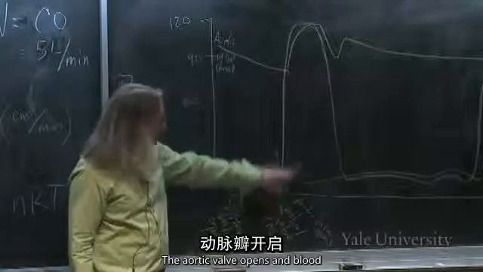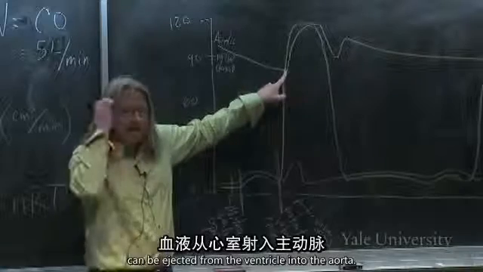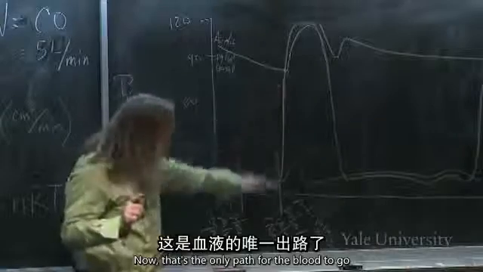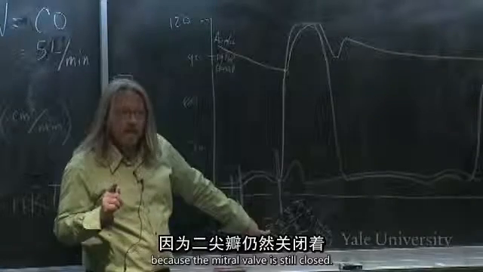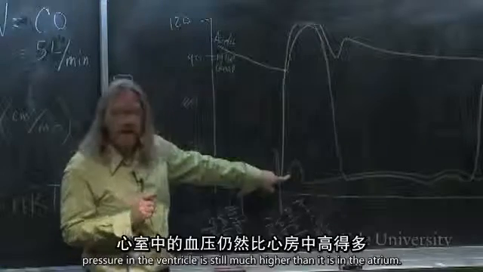At this point, the aortic valve opens, and blood can be ejected from the ventricle into the aorta. Now, that's the only path for the blood to go, because the mitral valve is still closed. And the mitral valve is still closed because the pressure in the ventricle is still much higher than it is in the atrium.